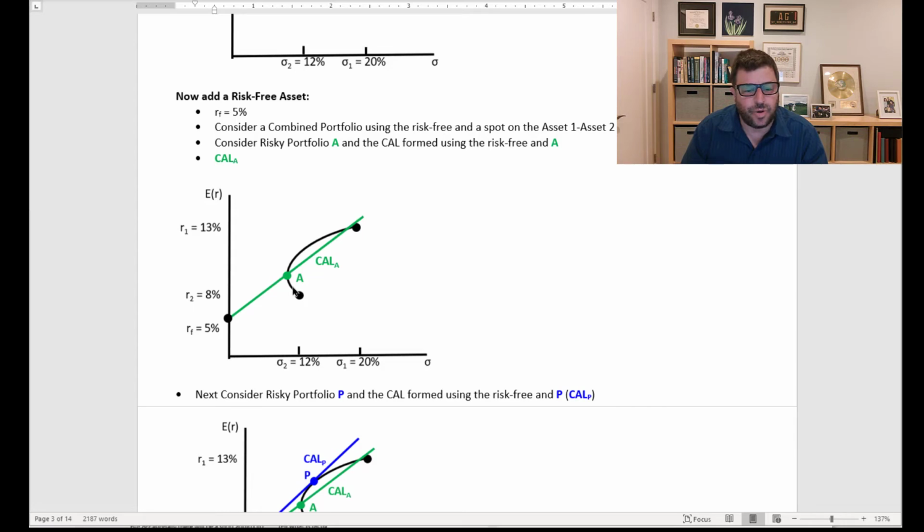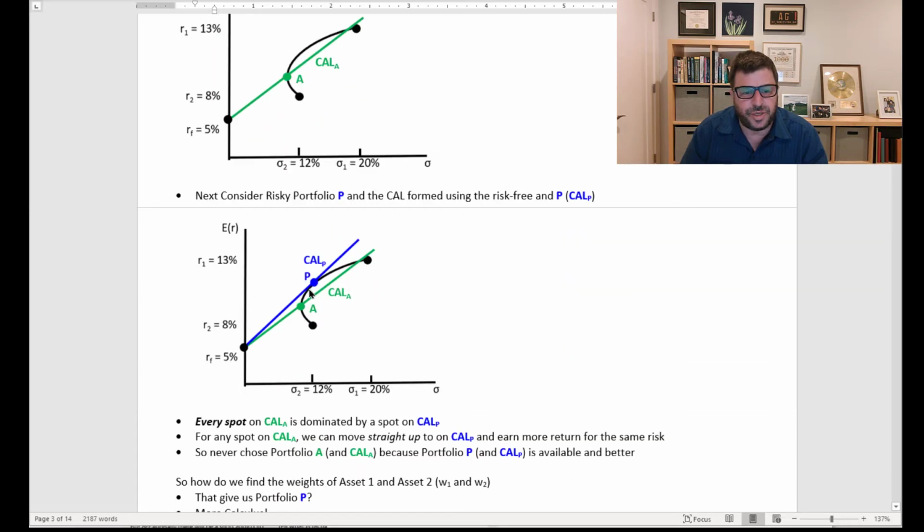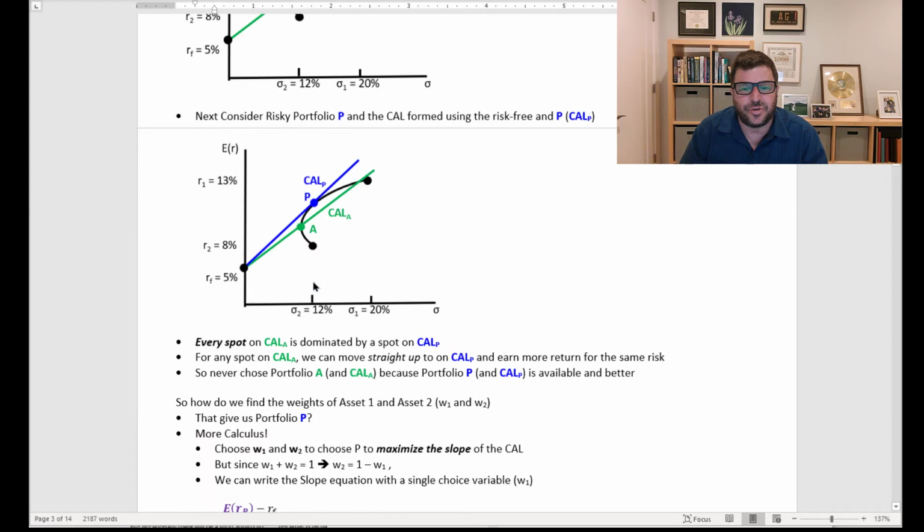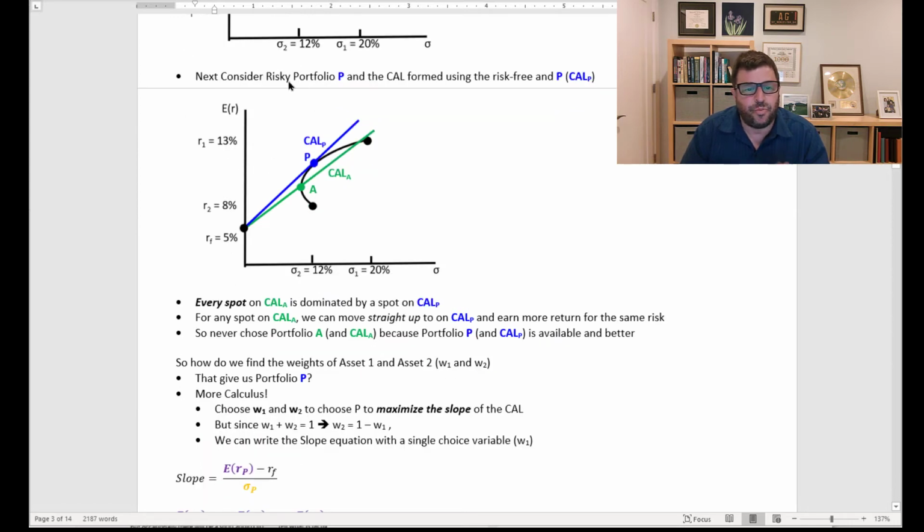The next question is, well, what about portfolio P right here? What if, instead of choosing this spot on this allocation line, I choose this spot by having less of asset 2 and more of asset 1, and that puts me at spot P. And so here's the point: the risky portfolio P, this blue line, is better than the green line. Any spot on the green line is dominated by a spot on the blue line. I would never want to be anywhere on the green line. Therefore, I would never choose portfolio A.